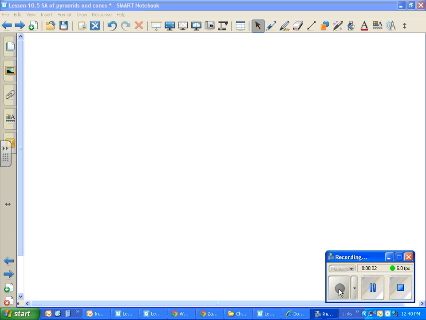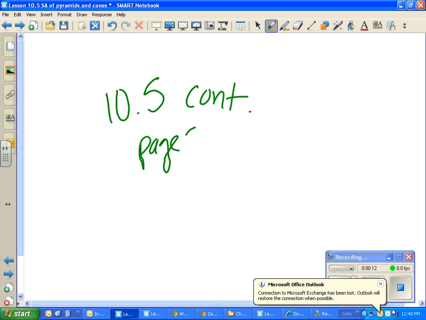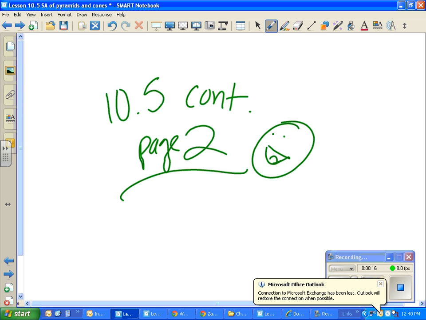All right, guys, we're going to go ahead and get started. This is 10.5 continued. Remember, we only got through one page. This is going to be page 2, okay, page 2. Yes, I know you're excited to finish page 2 at home.